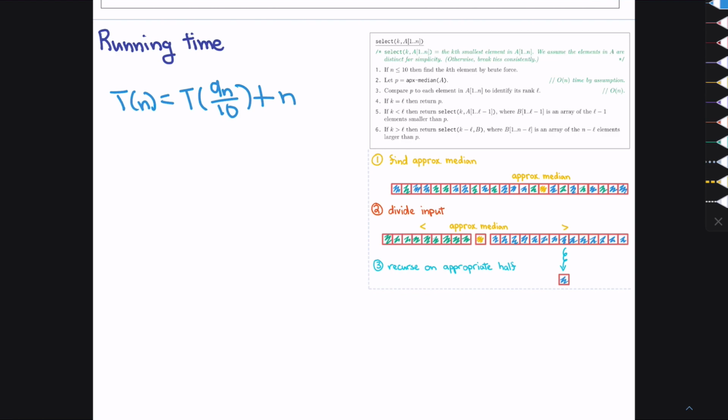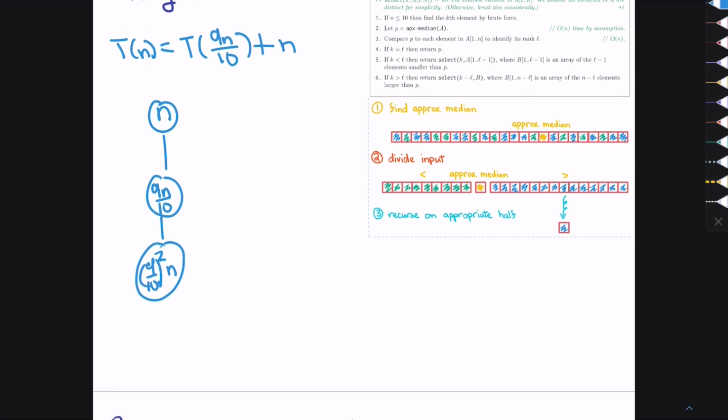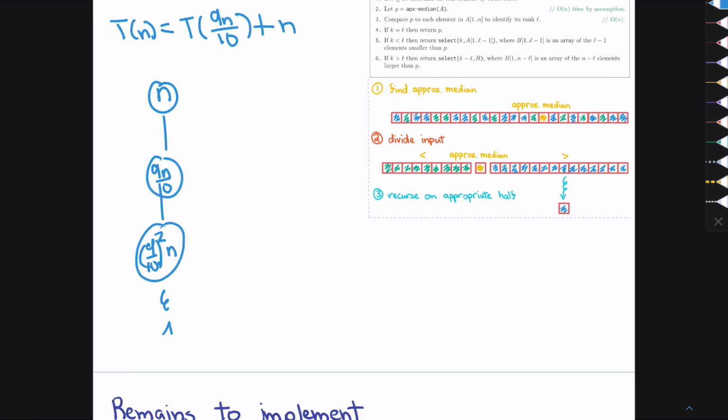So how does that work out? We'll start doing the same thing. The first problem has size n. The next problem will have size 9n over 10. The next problem will have size 9 over 10 squared times n, all the way down to 1. So this will probably be a longer chain than last time because we're not throwing away as many elements.